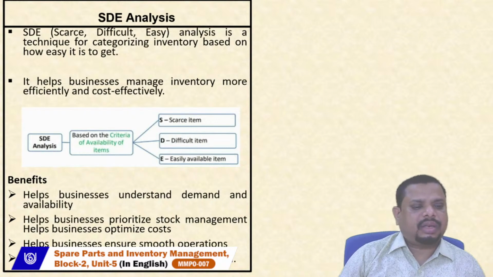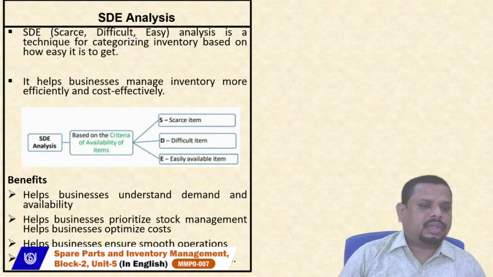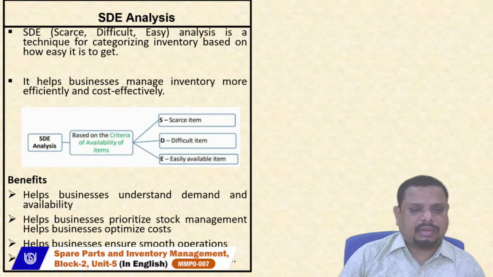The first one is that it helps the business to understand the demand and availability. For example, if the engine component is not available, these come under the case of scarce items. The next one is chain sprockets: without them, it is difficult to drive the bicycles. So these are difficult items. And in the case of easily available items, for example the tires, tubes, bolts and nuts, these are basically easily available.